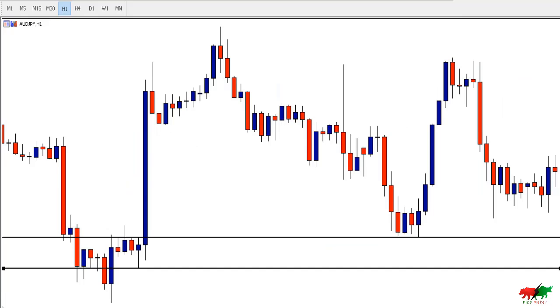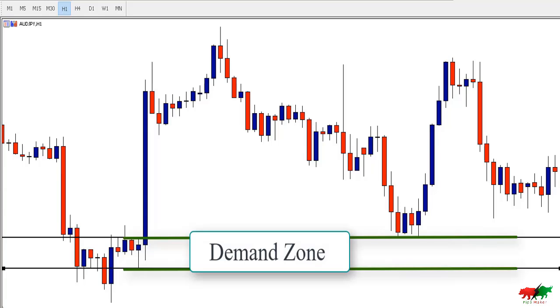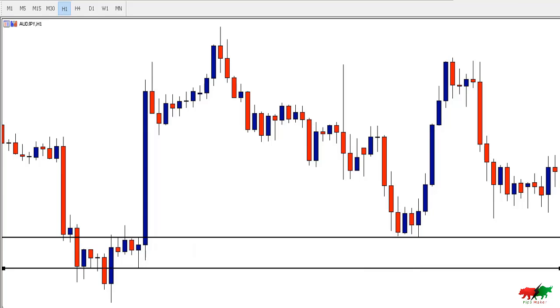Look at another example. This is the Aussie JPY 1 hour chart, and this is a drop base rally demand zone. The pacing candle is this bullish pin bar. It is the last candle before this strong move. So to draw the demand zone, we simply draw the proximal line at the upper shadow and the distant line at the lower shadow to get this demand zone. And as you can see, when the market returned to test this zone, prices moved up strongly again.